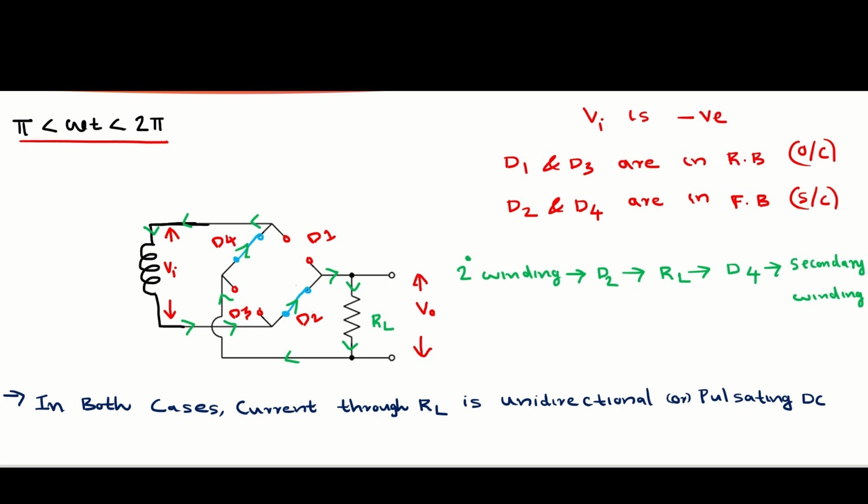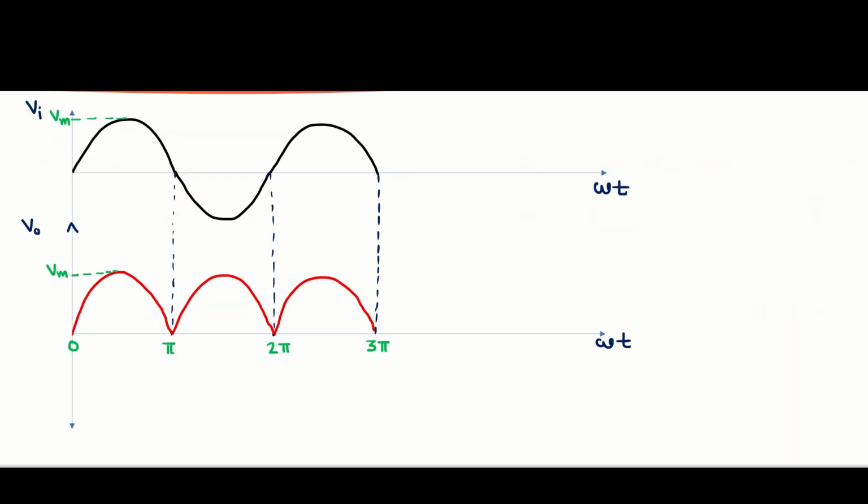So consider the output waveform. The output waveform has also the same shape as that of input voltage Vi. And look onto this diagram. Here, when omega t from pi to 2 pi, the shape of the output waveform is not sinusoidal. It is a half cycle waveform, but it is in positive polarity.